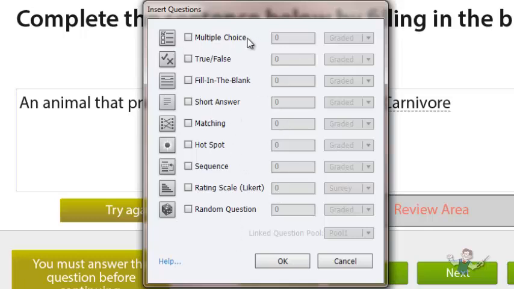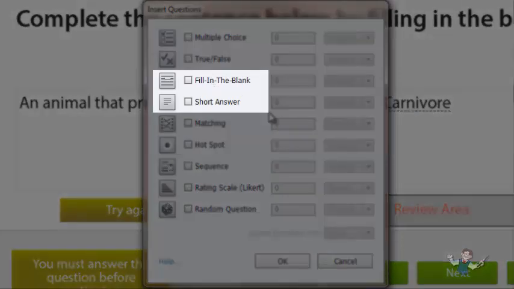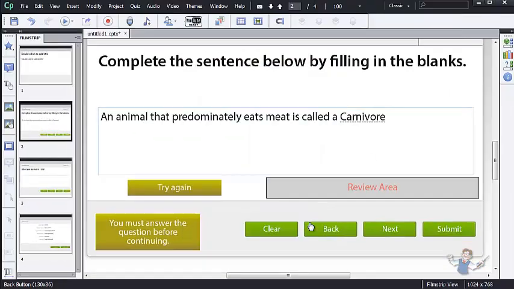We can produce multiple choice, a true or false question, a fill in the blank, a short answer, a matching question, hotspot, and so on and so forth. Now the two sort of question types that Nicola is on about, I suggest, would probably be the fill in the blank or the short answer, and we'll look at those two examples now.